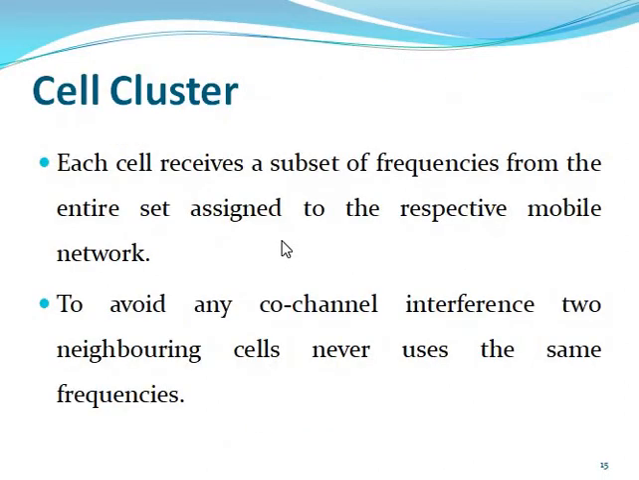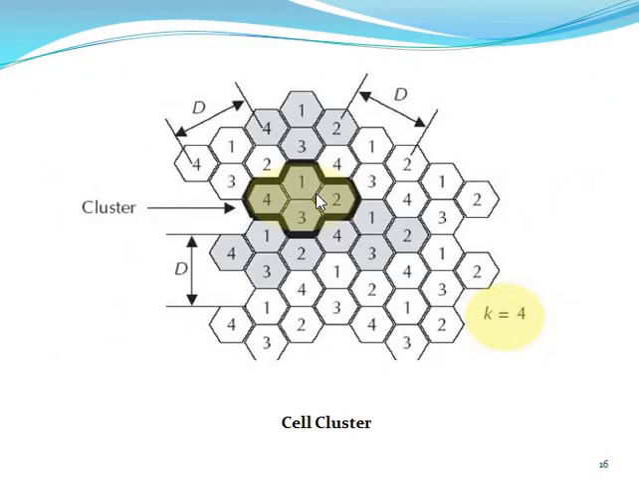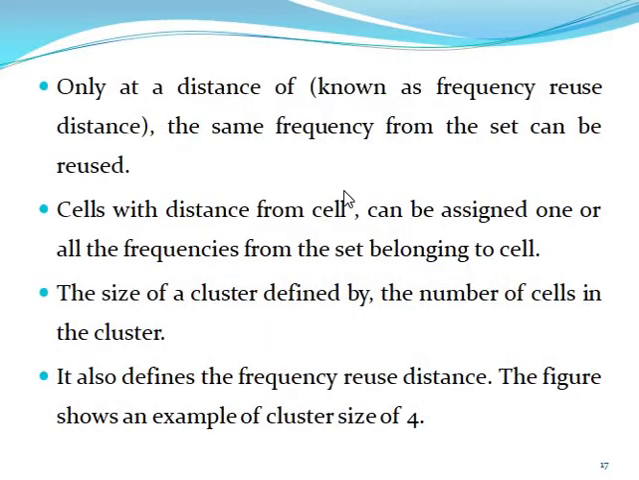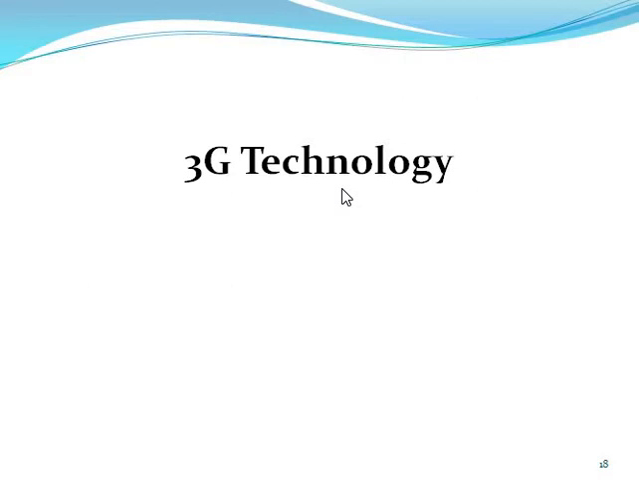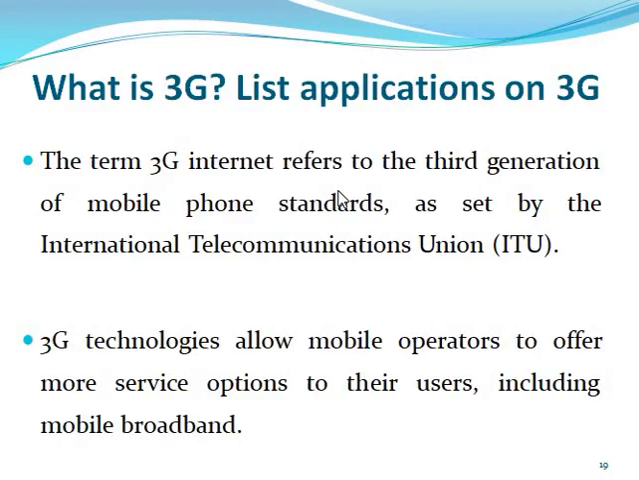Now we can show the cell cluster. This is one cluster, and this cluster is used for the nearby cells, and this frequency is used for the nearby cells. So we can use this cluster frequency. This is the importance. Now we discuss what is 3G technology. This is an important word. We will discuss what is 3G and the list of applications of 3G.